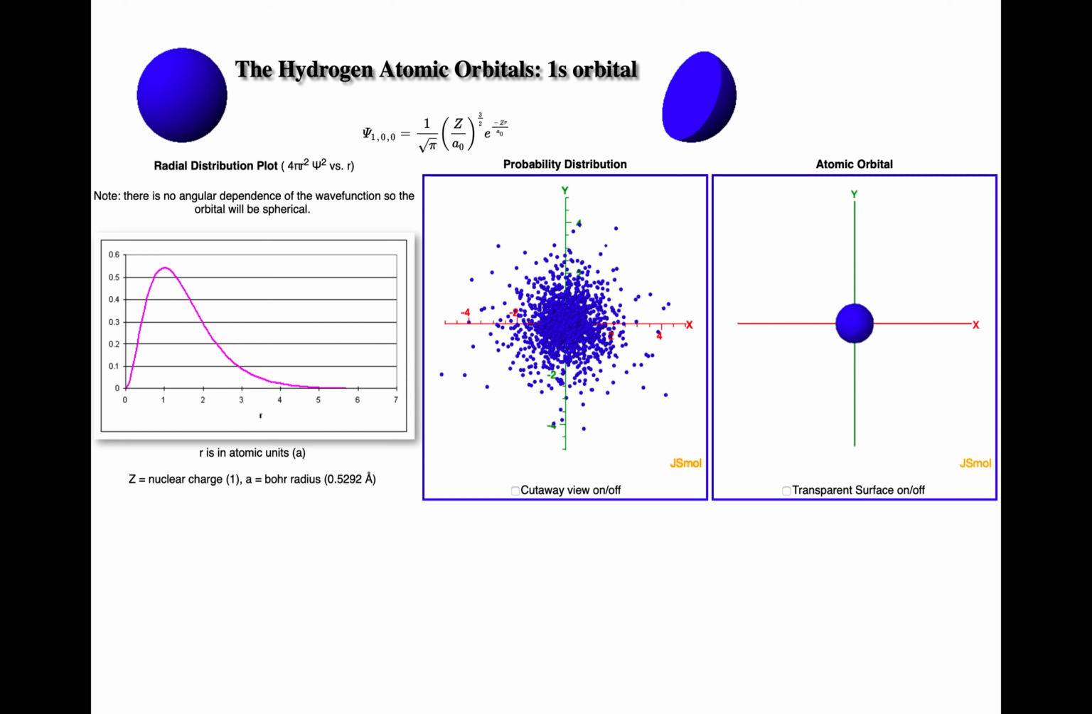Here's different descriptions for the hydrogen atom in a 1s orbital. So at the top here, this would be then the wave function. We mentioned before how there's both a radial and an angular component. So this would be that particular description. A radial distribution plot, looking at the probability distribution and then the resulting atomic orbital.